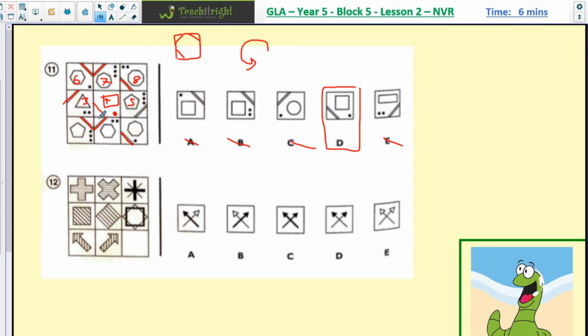Right, number 11. That was nice and quick. It looked a bit scary, but just finding that one thing can actually then eliminate the whole raft of answers. Well done. Right, number 12. Let's just see what it's got going for us.